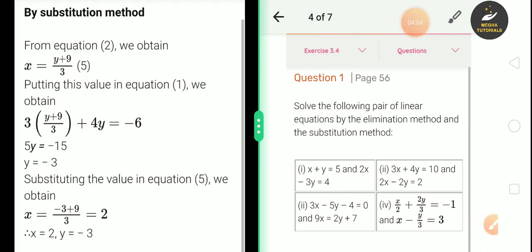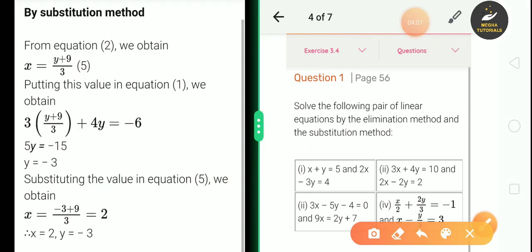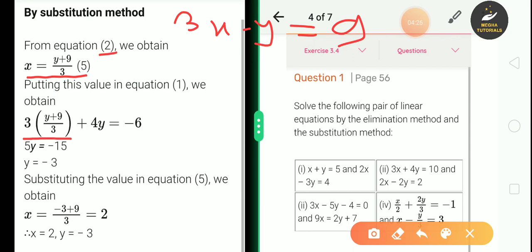Now using the substitution method, from equation 2, which was 3x minus y is equal to 9, we can get the value of x. So x is equal to y plus 9 upon 3. Call this equation 5 and put this value in equation 1. So 3 into y plus 9 upon 3 plus 4y is equal to minus 6.